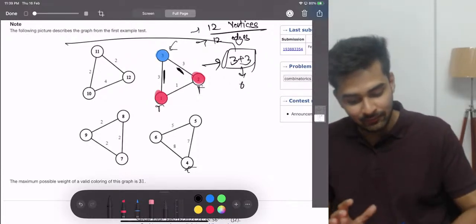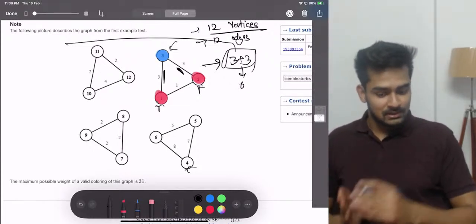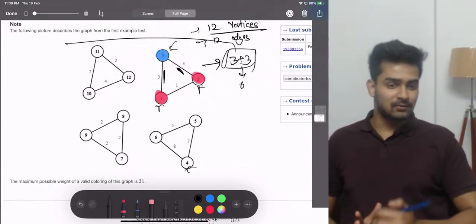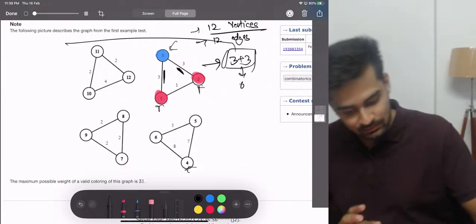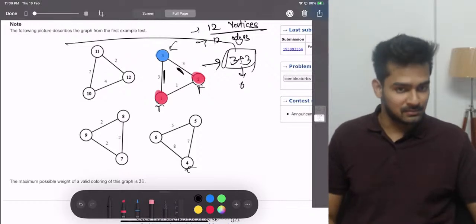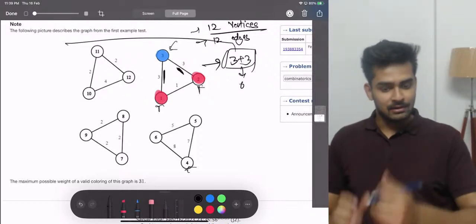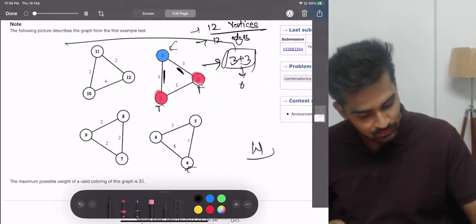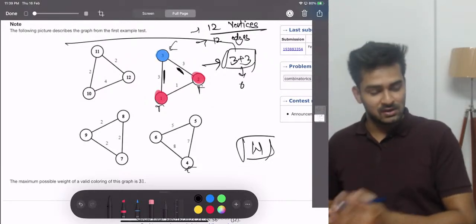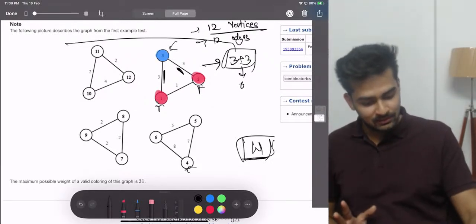Similarly, you need to find the weight of all the triplets such that the number of red nodes is equal to the number of blue nodes and the summation of all the weights is maximum. Okay, now let that maximum weight be W. You need to find all the valid ways of coloring this graph such that the weight comes out to be W.